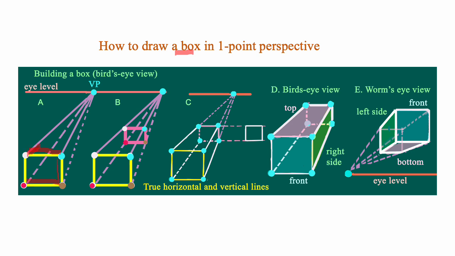Connect each corner of this box to a vanishing point on eye level. Then draw another square within the same converging lines. And if you connect these two together, you get the box.